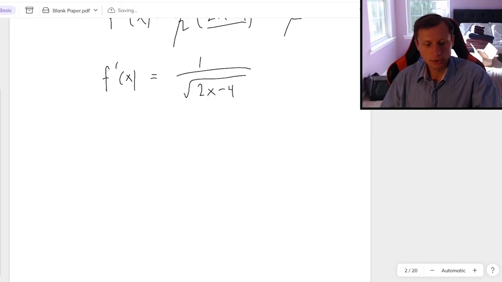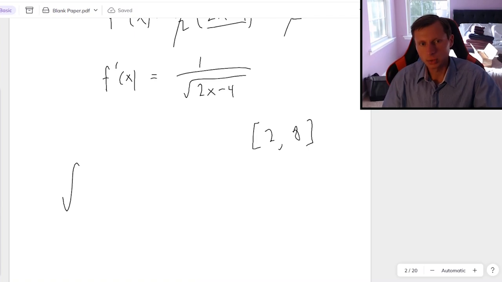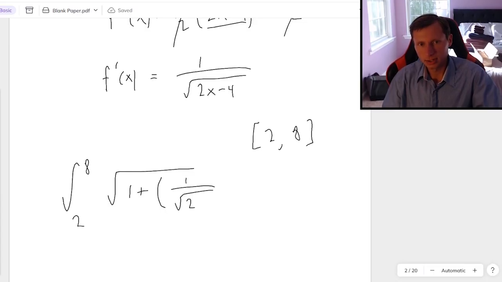And since I have the values, it was between 2 and 8, it's going to be easy to write this integral. It's going to be the integral with 2 on the bottom, 8 up top, of the square root of 1 plus this thing squared, and then dx.